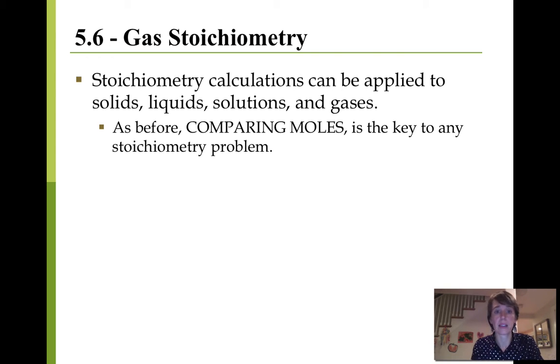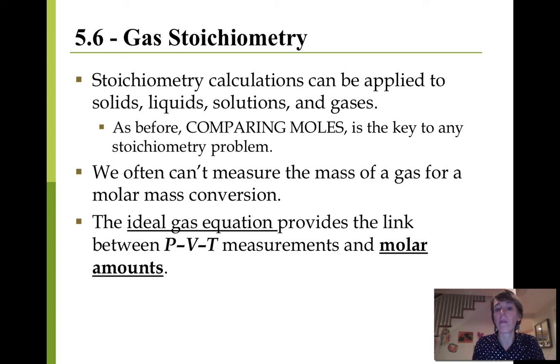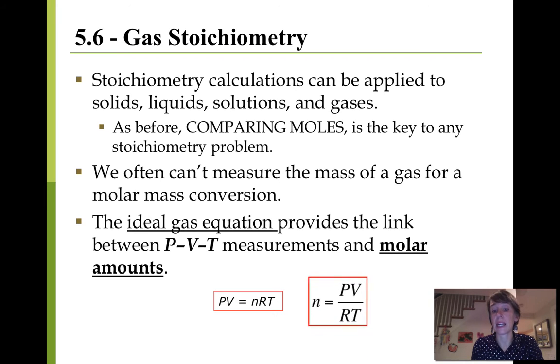solids, liquids, gases, solutions. Every time you do a stoichiometry problem, you have to be comparing moles of reactants and products. That's the key to all stoichiometry problems. With gases, we often don't have the mass of a gas. It's not as easy as a solid to put on a balance, but we have a really powerful tool at our disposal, and that's the ideal gas equation, PV equals nRT.